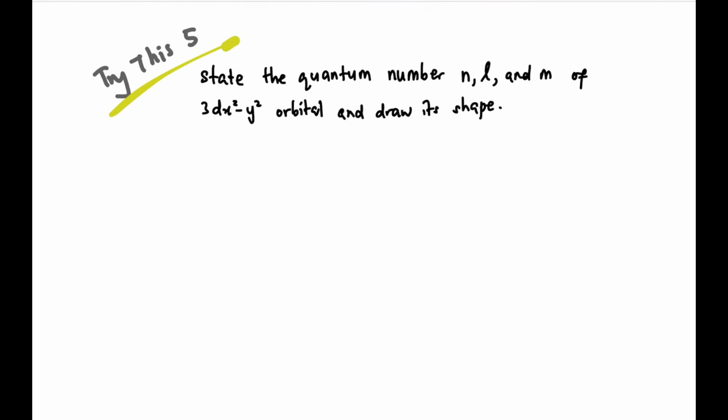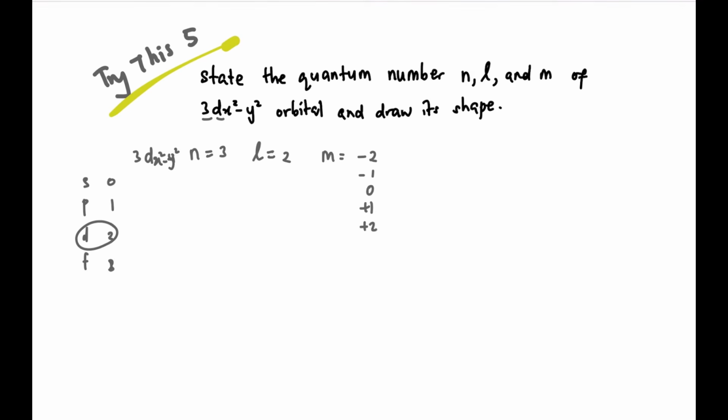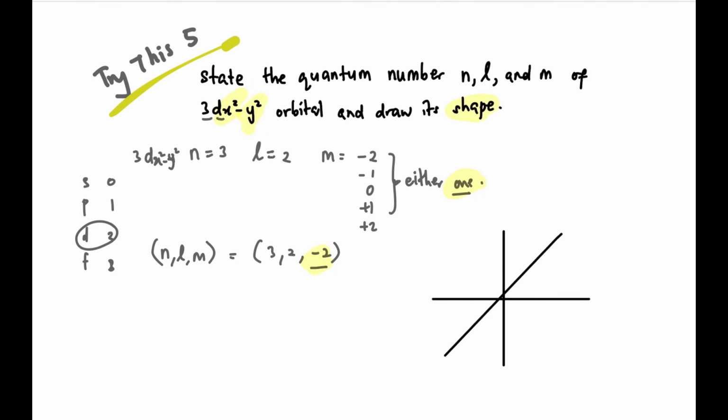Let's try this 5. State the quantum numbers n, l, and m of 3dx² minus y² orbitals and draw its shape. So dalam 3dx² minus y², n equal to 3 yang depan tu kan. L dia equal to 2 sebab d. So L equal to 2. So m dia pula sama ada negative 2, negative 1, 0, positive 1 atau positive 2 berdasarkan nilai L dia tadi. Sama ada kita jawab begitu atau kita jawab n, l, m equals to 3, 2, negative 2 ataupun mana-mana lah kita pilih.